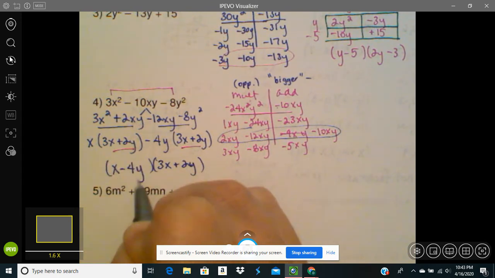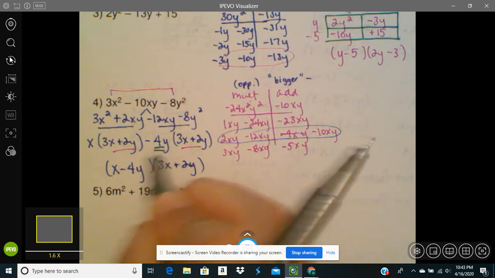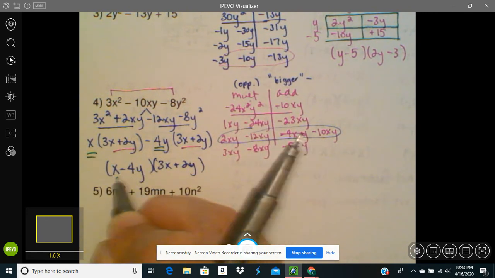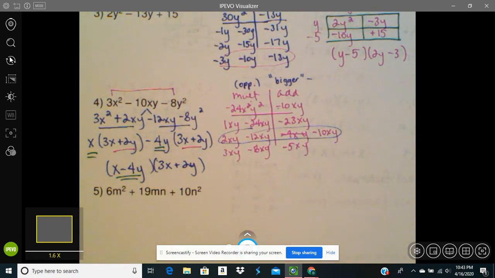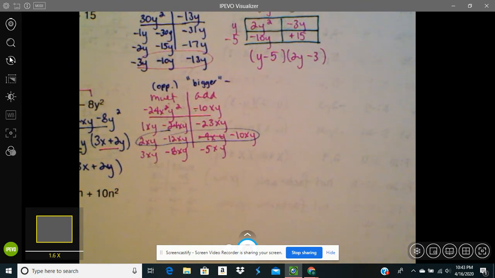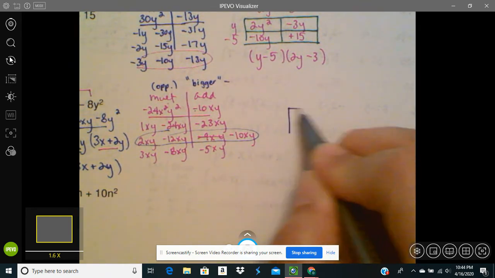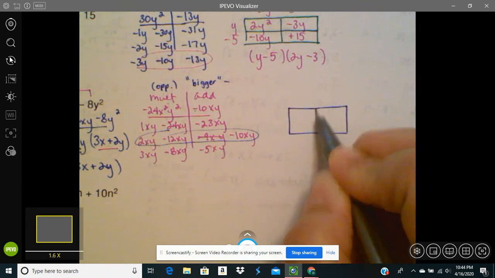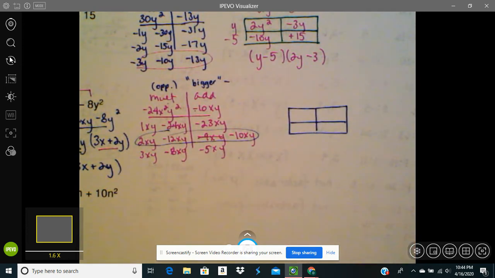And then I've got the x minus 4y that's left over. And that goes there. All right, let's look at this one in the box. I have my 4 terms. I probably should have made more room.